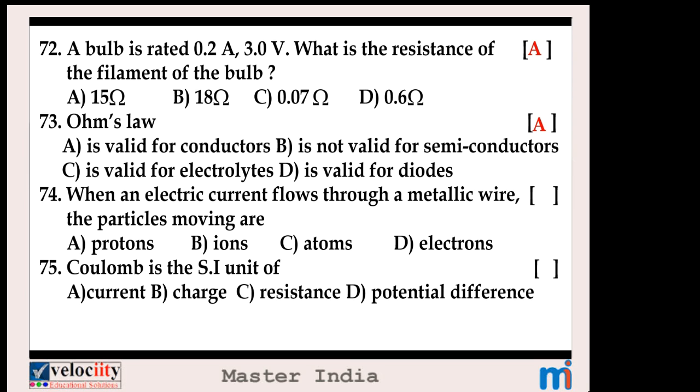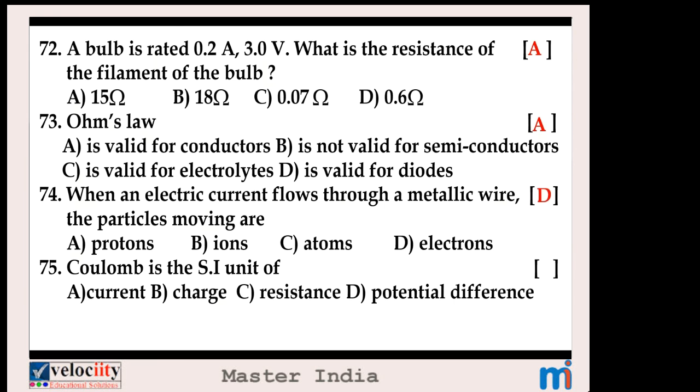74. When an electric current flows through a metallic wire, the particles moving are A. Protons, B. Ions, C. Atoms, D. Electrons. Answer is D. Electrons.